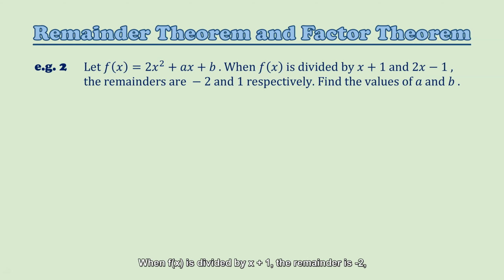When f(x) is divided by x plus 1, the remainder is minus 2. And when f(x) is divided by 2x minus 1, the remainder is 1. Now we need to find the values of a and b.